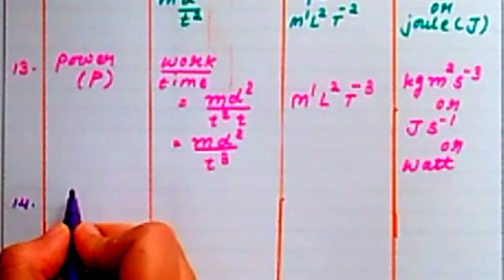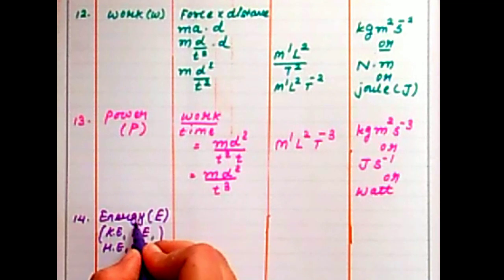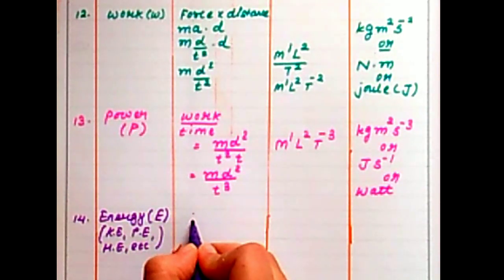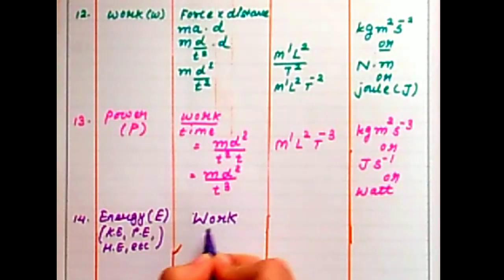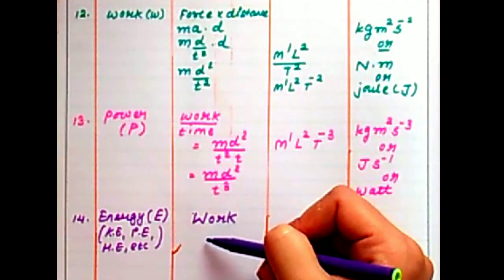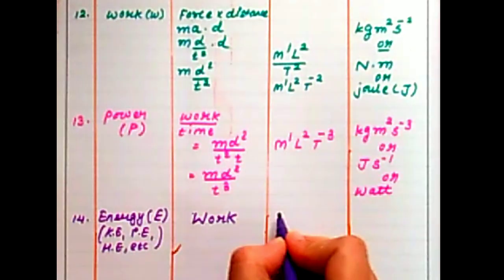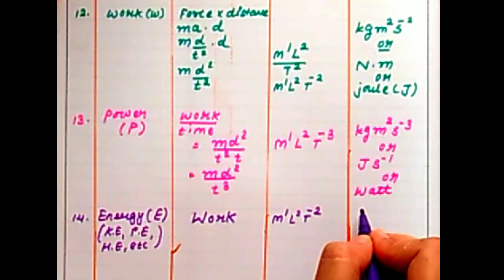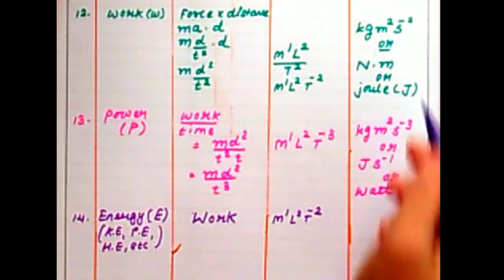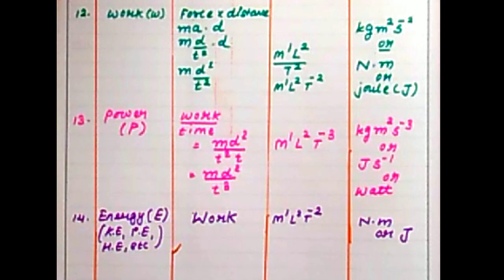Next is energy, meaning kinetic energy, potential energy, heat energy, etc. And the symbol of energy is capital E. Students, remember that energy equals work and the formula of work is force into distance. We have to use the dimensional formula of work, and M1 L2 T -2 is the dimensional formula of energy. Now the unit of work is Newton into meter or joule. So the unit of energy is also the same as work.